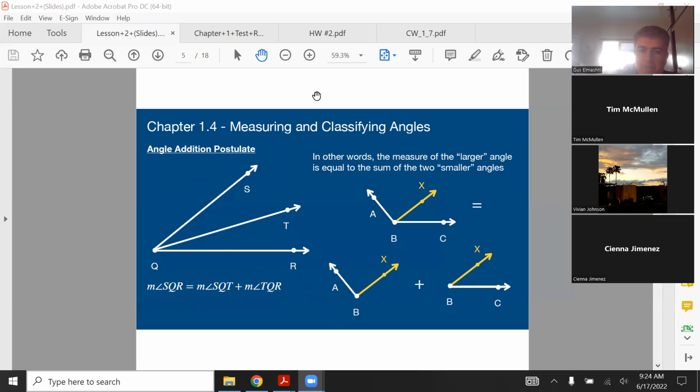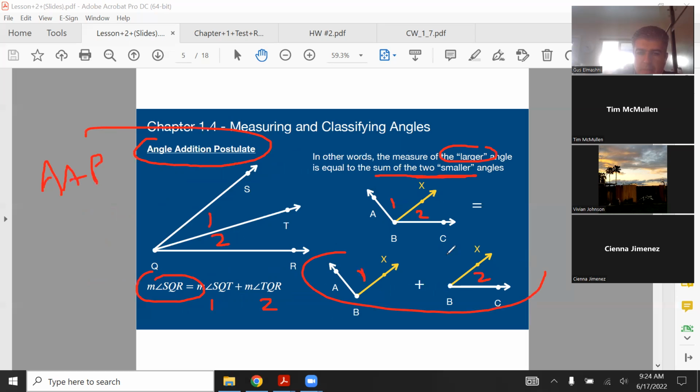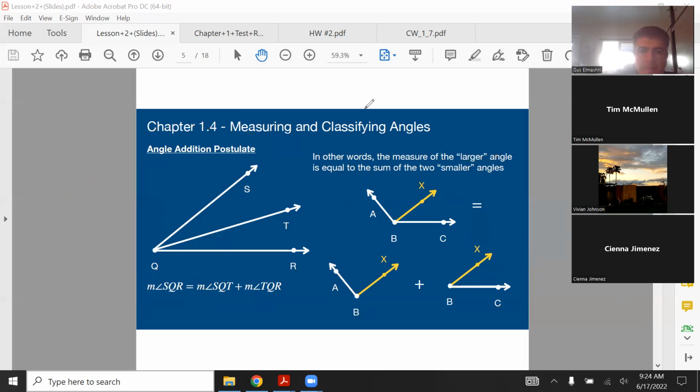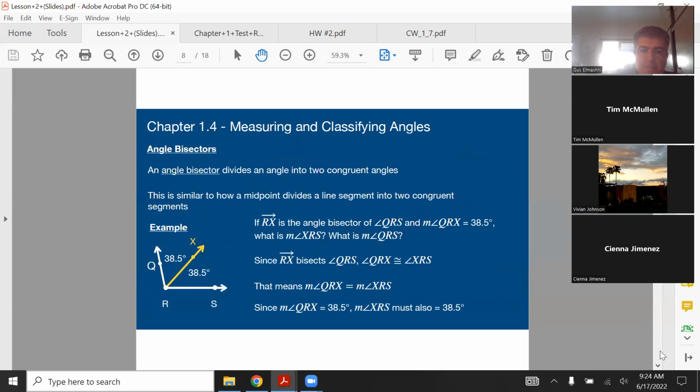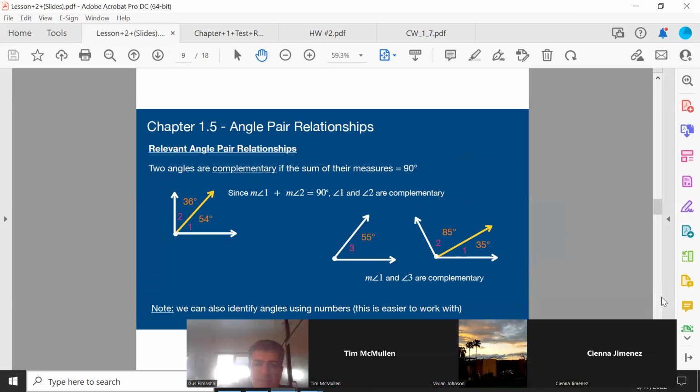Angle addition postulate, boom. I talked about it a few minutes ago. AAP. It's very, very simple. The 2 smaller angles add up to a larger angle, right? So call this angle 1, call this angle 2. It's going to add up to the big guy. Likewise over here, if I call this 1 and 2, here's angle 1, here's angle 2, add them up, it gets me the big thing, right? Nothing too complicated there. Questions on this slide, on slide 5? All right, just to pace myself. Okay, so we're going up to slide 8.